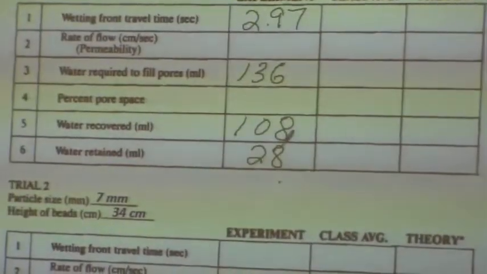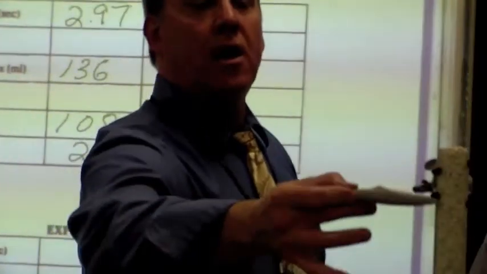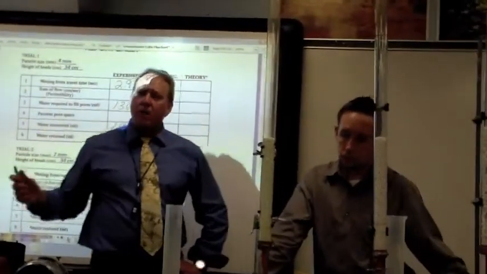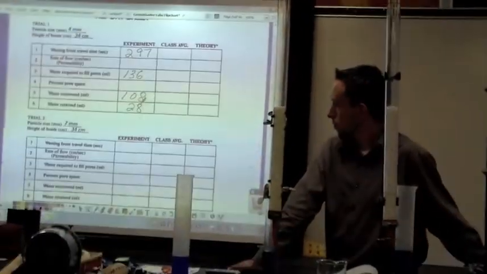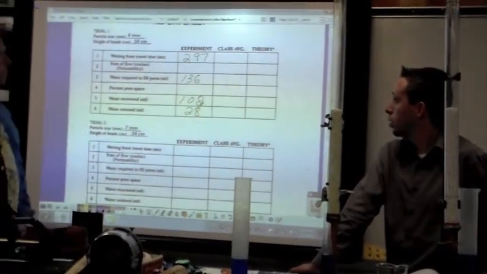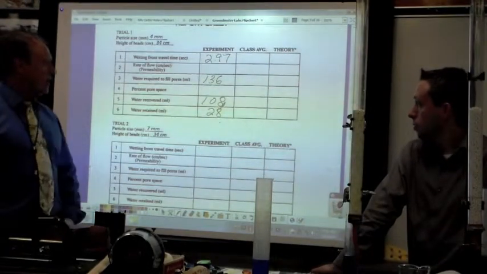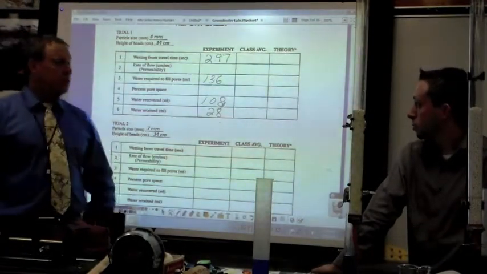Okay? All right. So where are those 28 milliliters? Those 28 milliliters are still clinging to the surface of these particles. Okay? All right. So let's take a look now at our next tube.